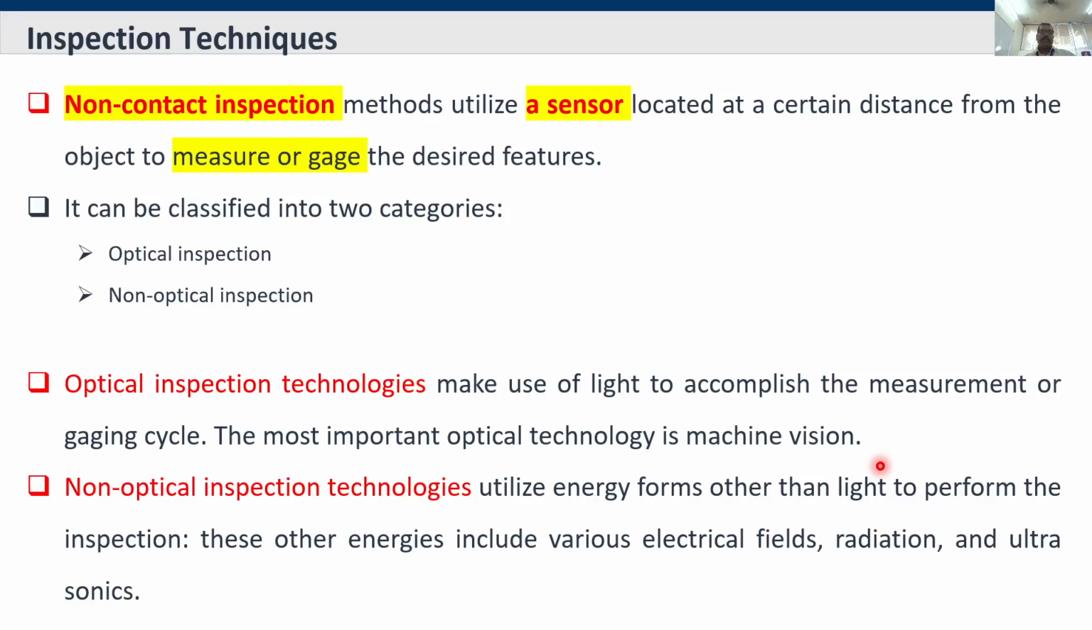Another type under non-contact is the non-optical inspection technique. This is also useful for measuring purposes. For example, it won't use light, it will be using some forms of energies. Okay, what kind of energies? Electrical fields, radiation, or ultrasonic energies, they will be using to measure or inspect.